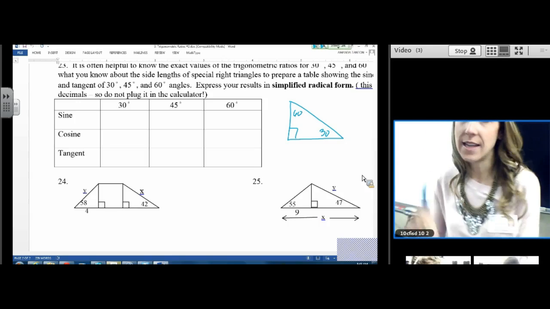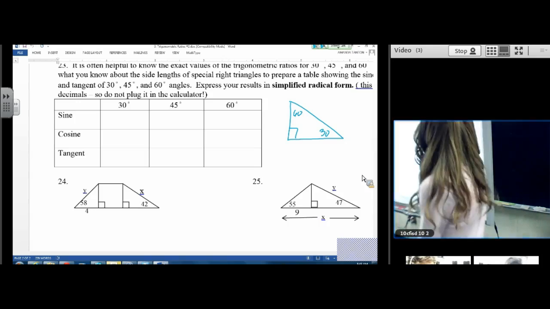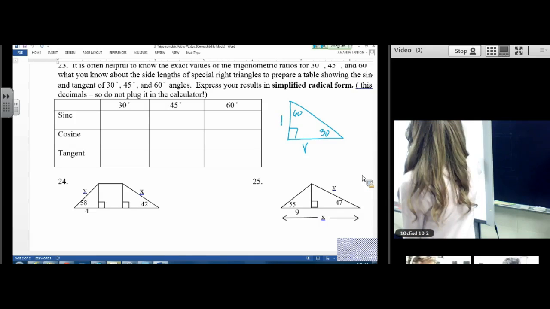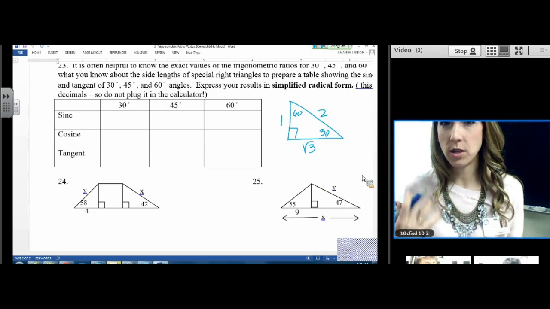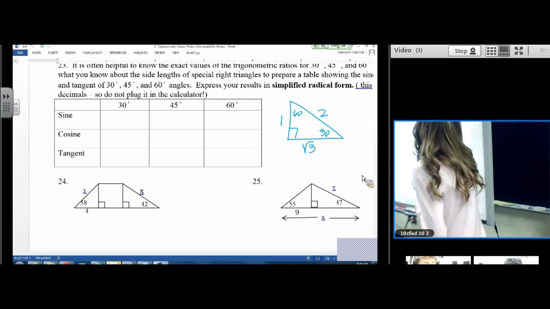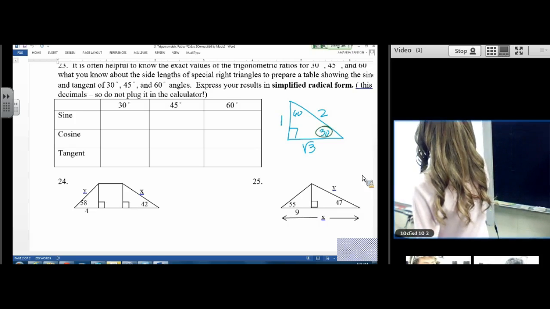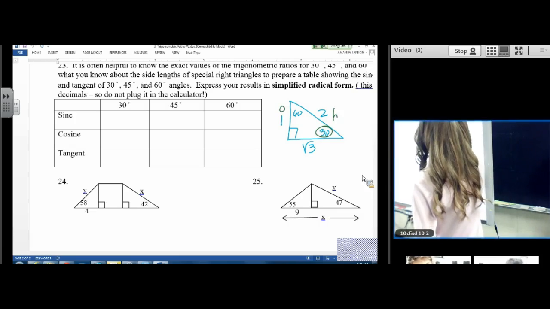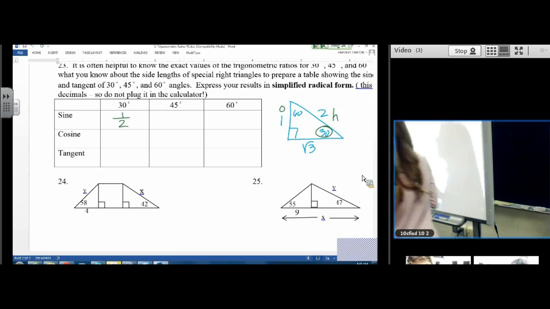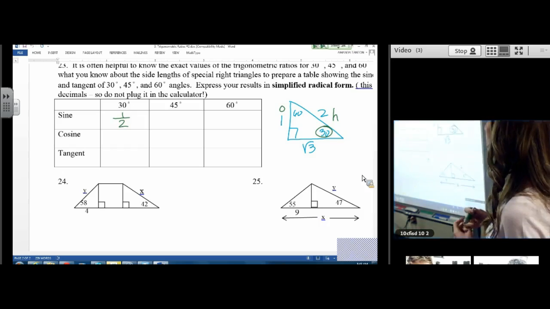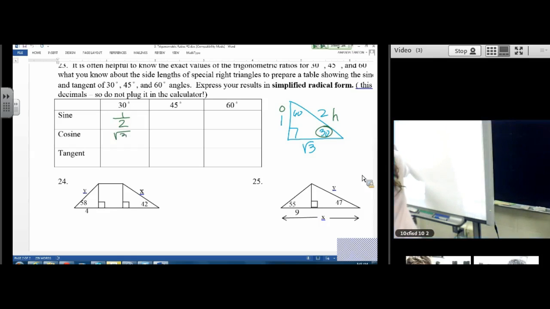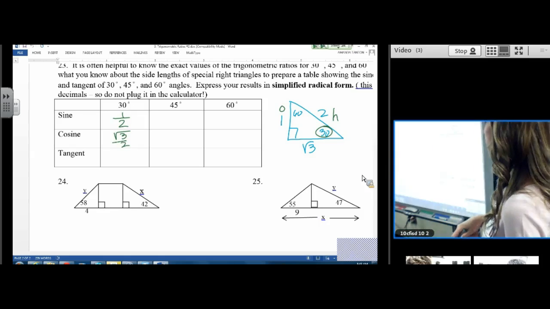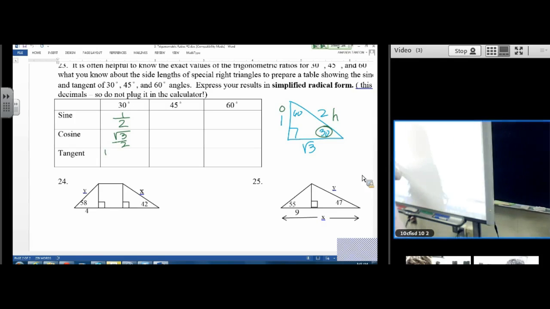And then you can put x, x root 3, 2x, or you can put 1, root 3, 2 times 1. You can put numbers there instead of x's. That way you have less work to do when you're cleaning it up. So what would the sine of 30 be? Sine is opposite over hypotenuse. So the sine of 30 is 1/2. The cosine of 30, adjacent over hypotenuse. The tangent of 30, opposite over adjacent, but then you rationalize the denominator.